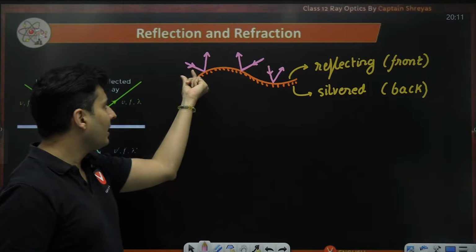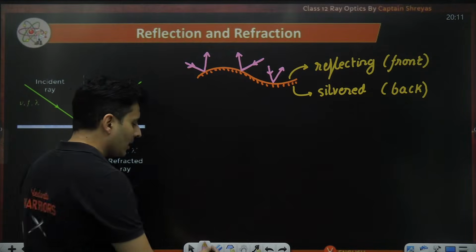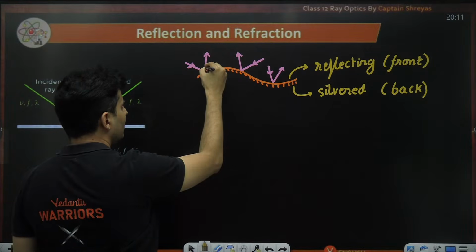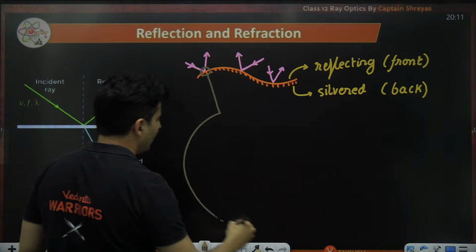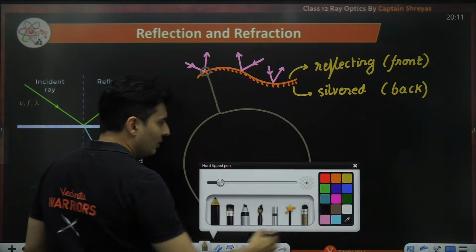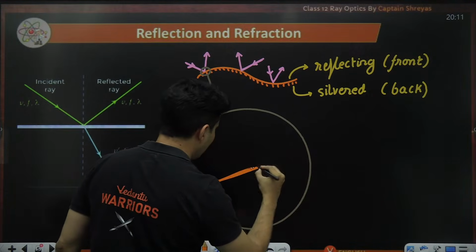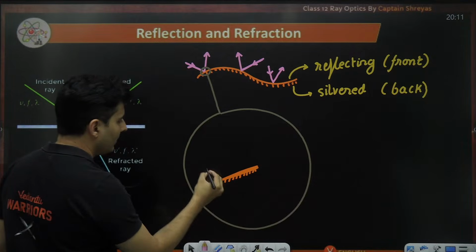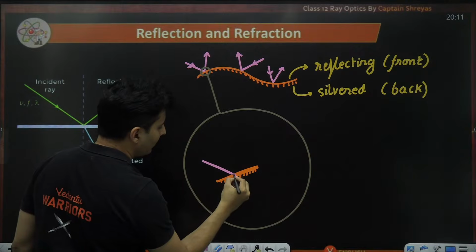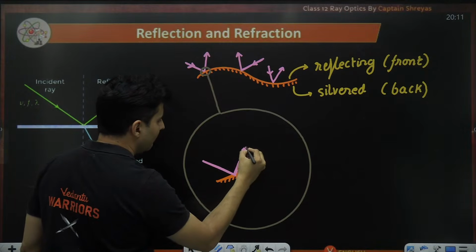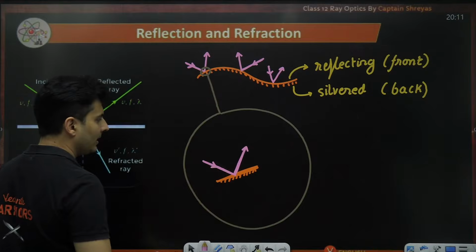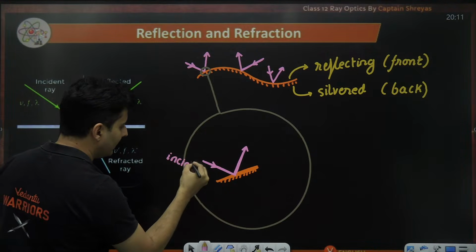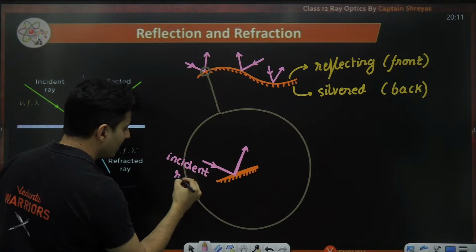Although it is a curved mirror, if I take any particular part of that curved mirror, you will see at the end of the day it is nothing but a kind of flat mirror, and you have a ray which is falling onto it and a ray which is reflecting from it. The ray which falls onto it is called the incident ray.